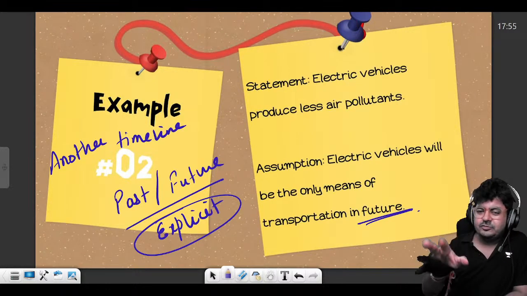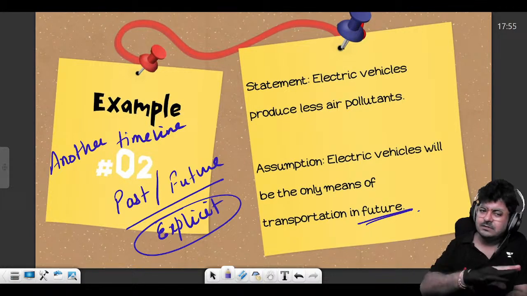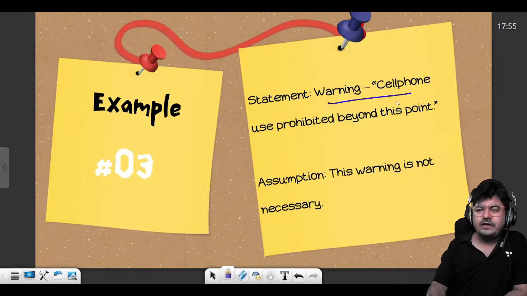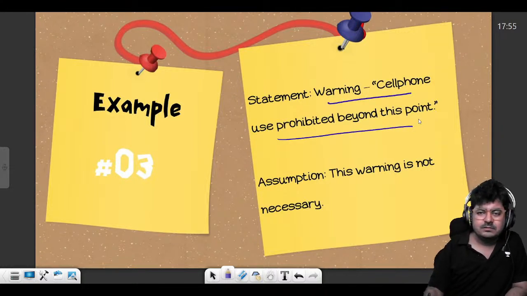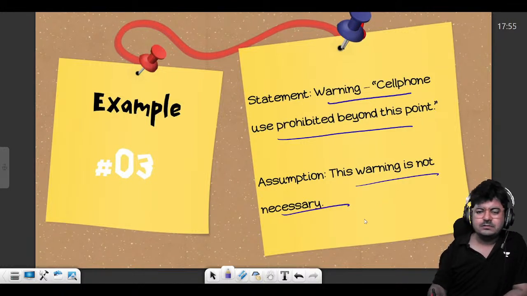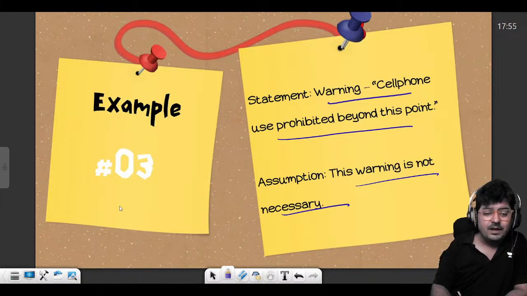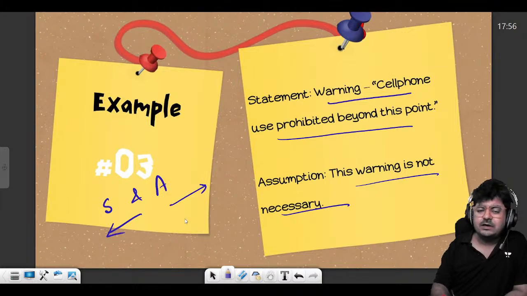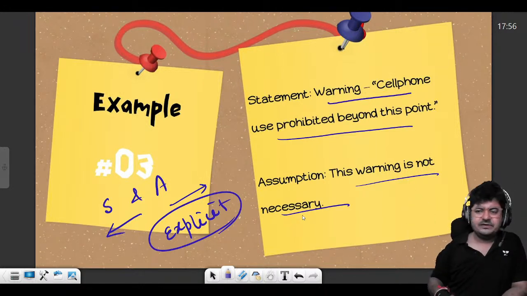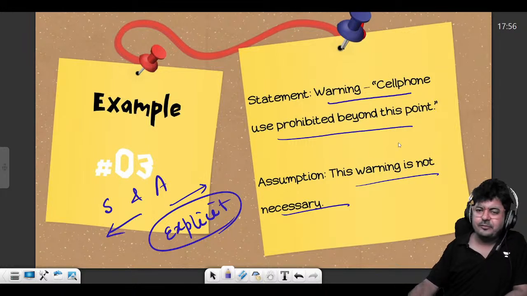So whenever they are talking about future, past, or anything shifting the timeline, that is explicit. Third, like this: Warning, cell phone use prohibited. Assumption: beyond this point, this warning is not necessary. So whenever the statement and assumption are opposite to each other, it will be explicit. Remember this: the statement says warning, assumption says no warning. So opposite, so explicit.